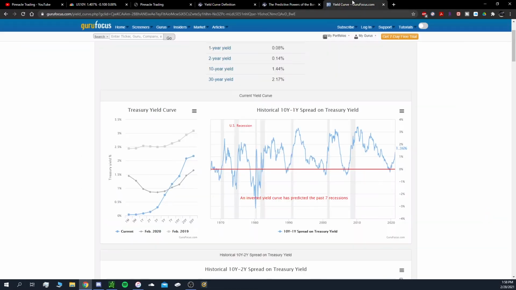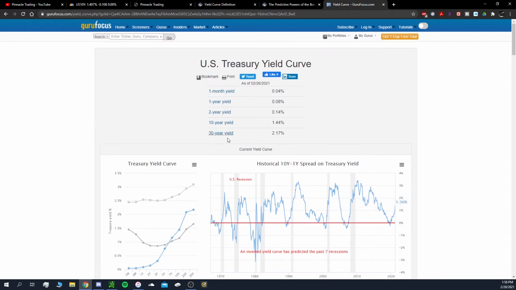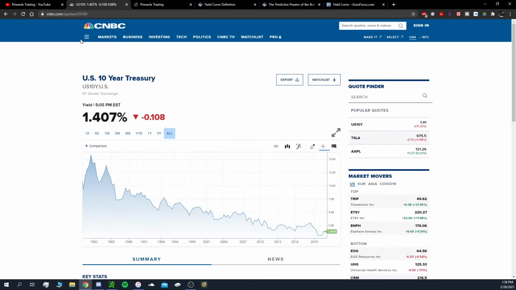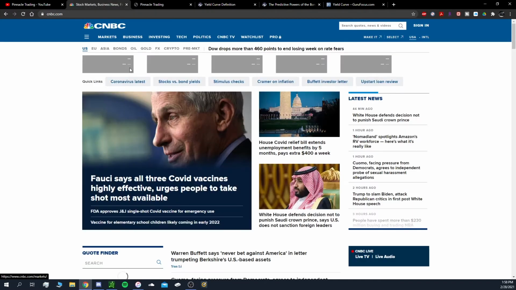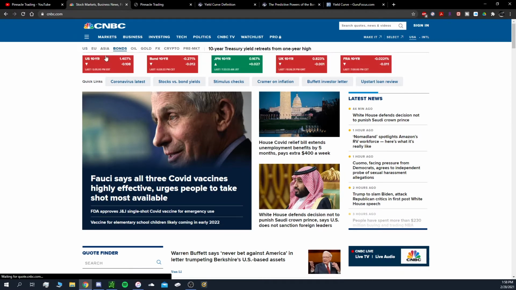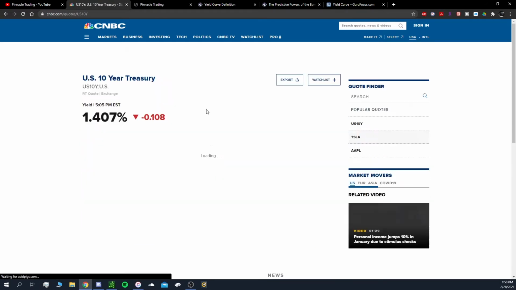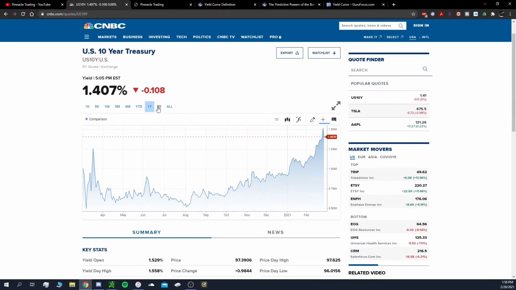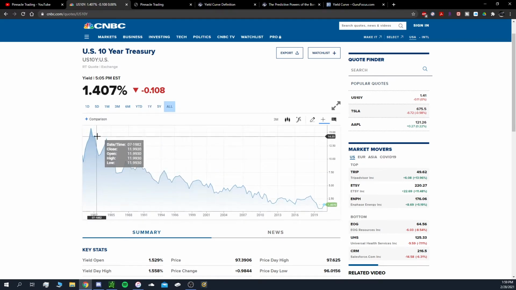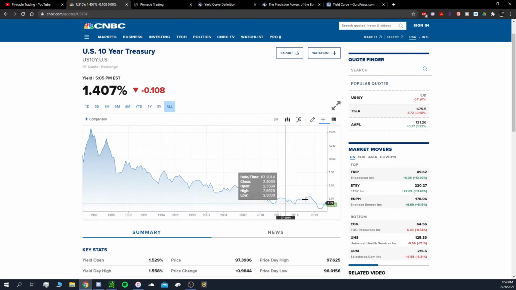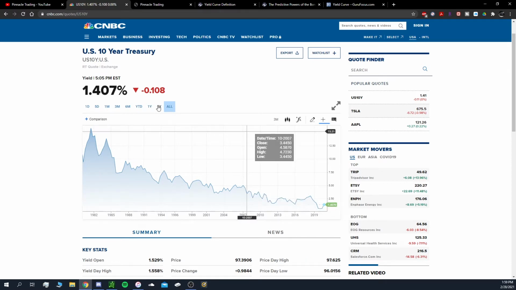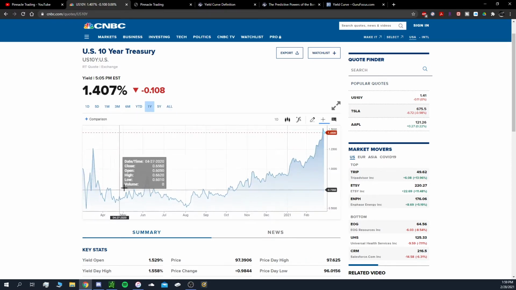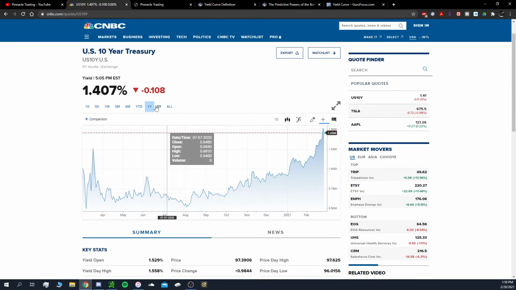So let's look at this on a chart. We can go to cnbc.com, click on the bonds tab, and then click the 10-year. The 10-year is what most people usually look at for the inverted yield curve to predict a recession, and I'll show you in the chart in just a second. When we look at all time, we can see how it goes down, and then when we get closer into the 1 year, we see that it kind of flattened out.